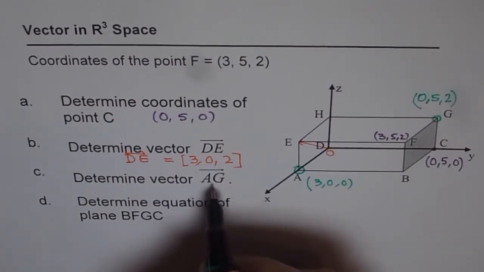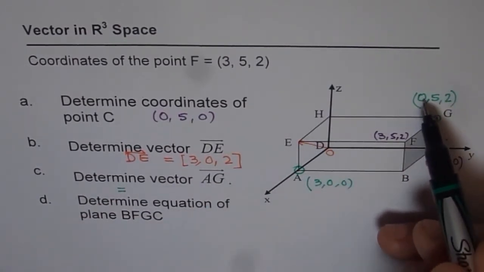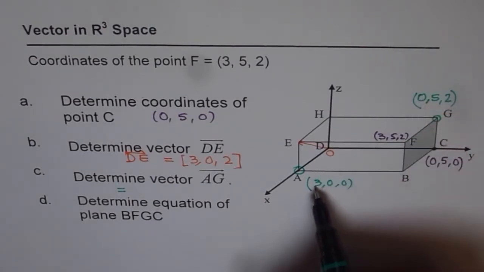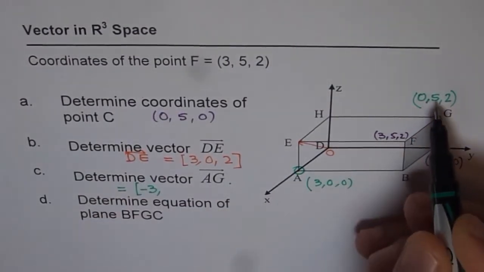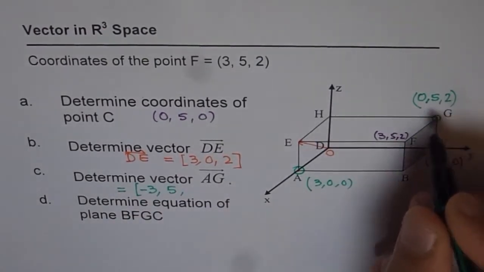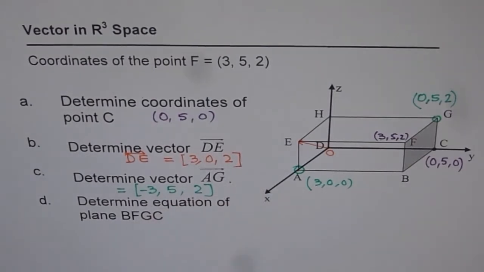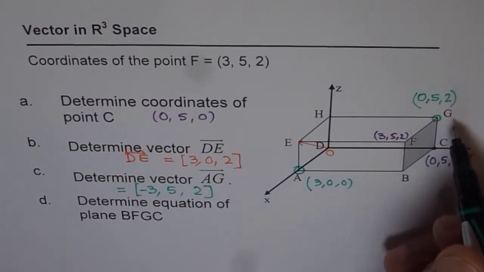So vector AG will be equal to the difference between these two positions, right? So 0 minus 3 will give us minus 3. So we get this as minus 3. 5 minus 0 will give us 5. And 2 minus 0 gives us 2, right? So that is how we get the vector AG. It makes sense. See how?